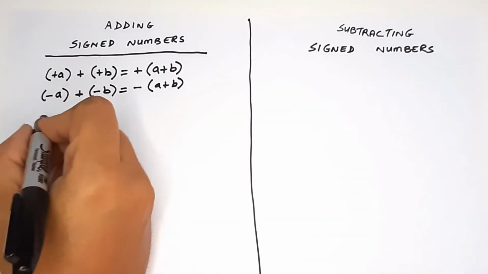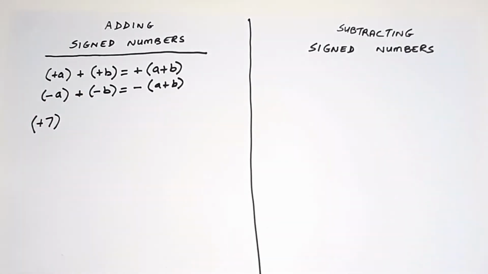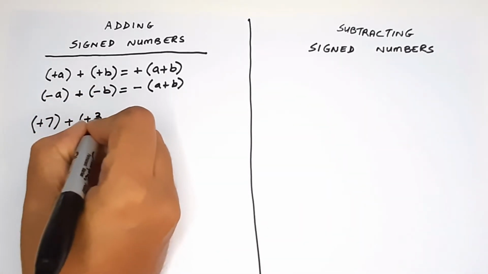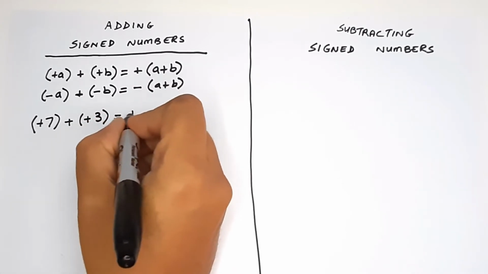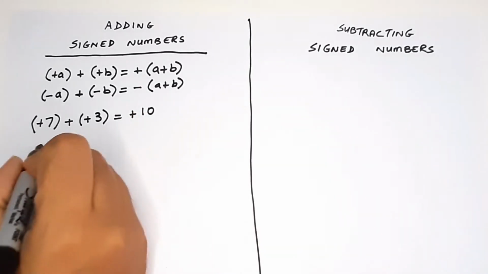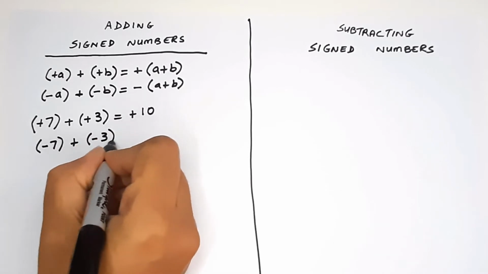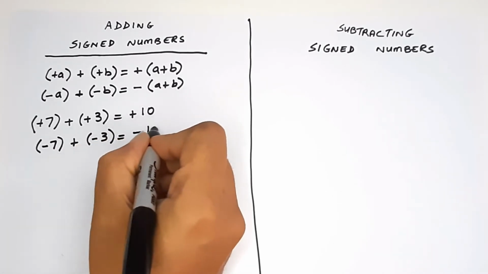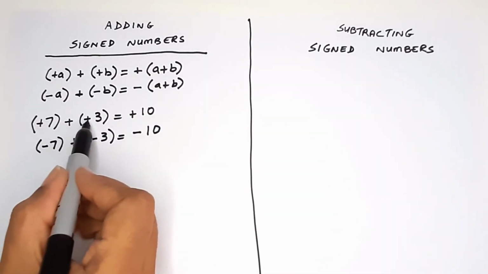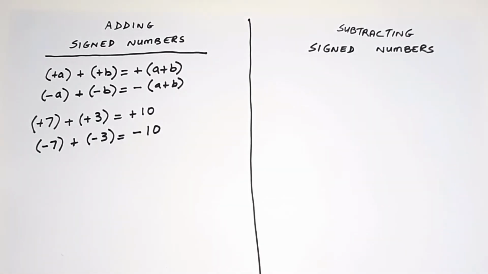Let's take an example. Positive 7, which is normally written just as 7, plus positive 3 is equal to 7 plus 3, which is 10. Then negative 7 plus negative 3 is equal to negative 10. Makes sense? When they are the same sign, we add the numbers and keep the dominating sign as the answer.